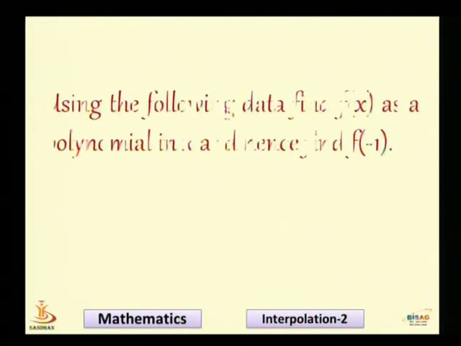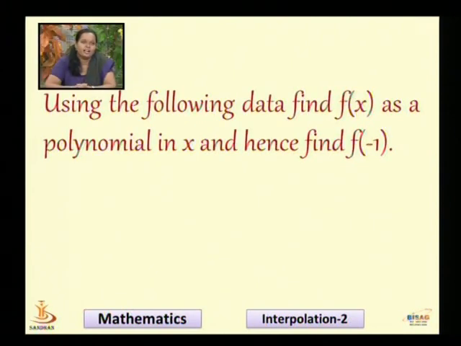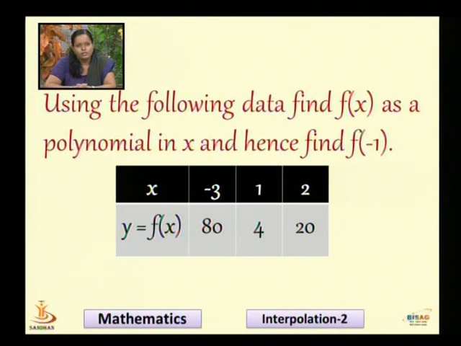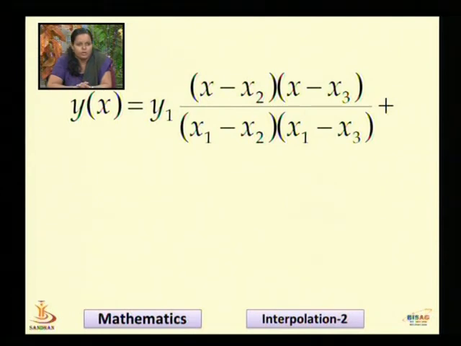Examples. Now let us take an example for Lagrange's interpolating polynomial. First let us take how to find a polynomial from a given set of tabular points. Using the following data, find f(x) as a polynomial in x and hence find f of minus 1. We are given a set of tabular points. 3 tabular points are given to us.